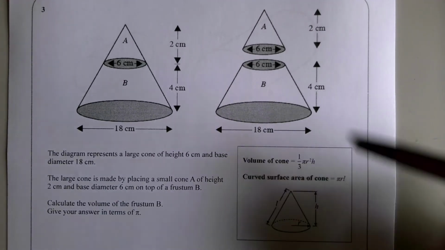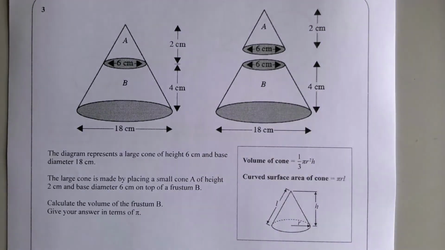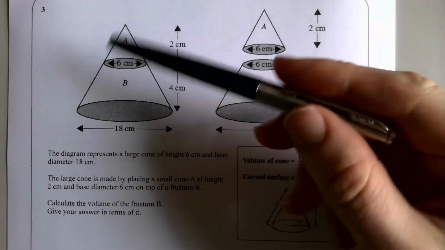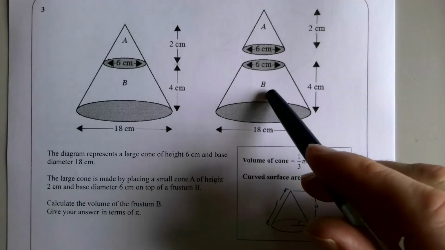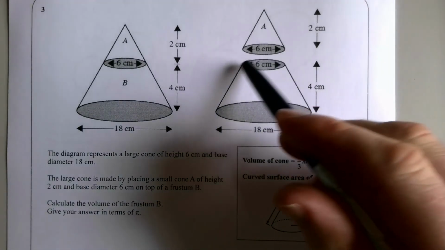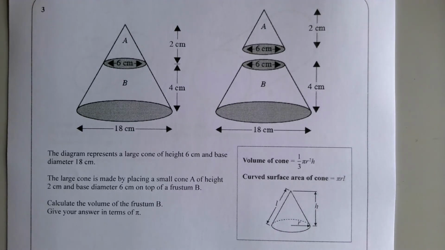Right, now working out how to do the volume of this, it's not that difficult. All we need to do is work out the volume of the whole cone, and then we also need the volume of the small cone. Take away the volume of the small cone from the volume of the large cone, and we've got frustum B. Okay, so the frustum is that little bit, that bit there.